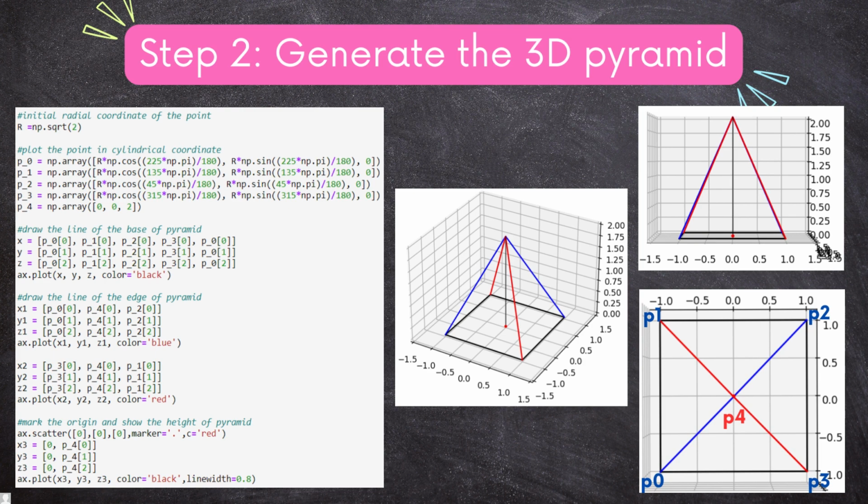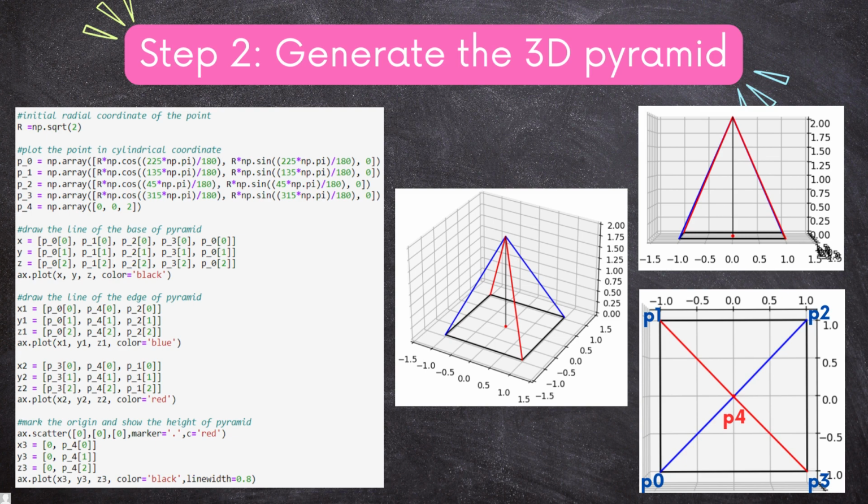And next, the ax.plot x, y, z code is created to draw the base of the pyramid, indicated by the black lines in the figure. The lines are plotted from P0 to P3 and then back to P0 to form a square as the base of the pyramid. The ax.plot x1, y1, z1 and also x2, y2, z2 are to draw the edges of the pyramid. So in the figure, we can see the blue line extends from P0 to P4 to P2, while the red line extends from P3 to P4 to P1.